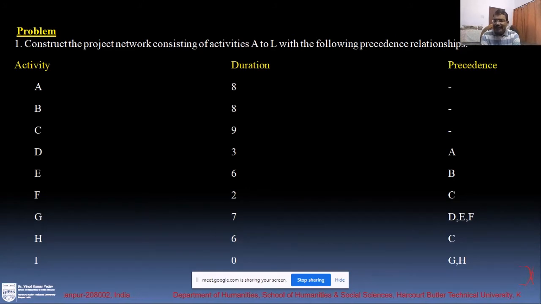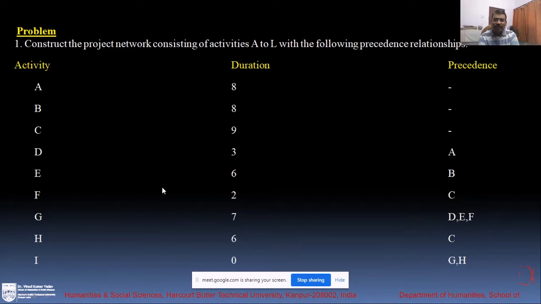D activity is taking 3 minutes, and the precedence is that D activity starts after A. That means this is very clear. That means the starting node of D, look at this, would be the same as the end node of A, and this comes from this information.